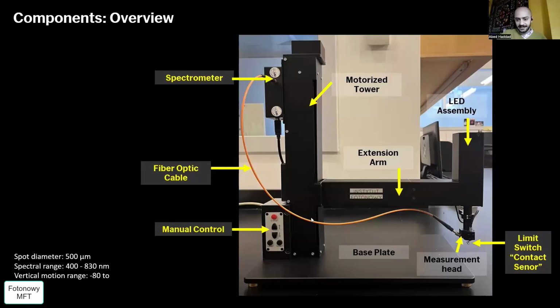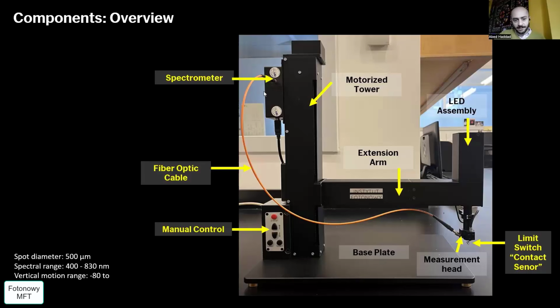So this is kind of what you can see with the MFT setup with the Fotonowy. So you can see that there are several parts here. You can see first that the spectrometer is mounted to the back of the motorized tower. What's really nice about it is that you can control the distance between the object by using the software instead of having to do it manually. So you can just use the software to move the head up and down.